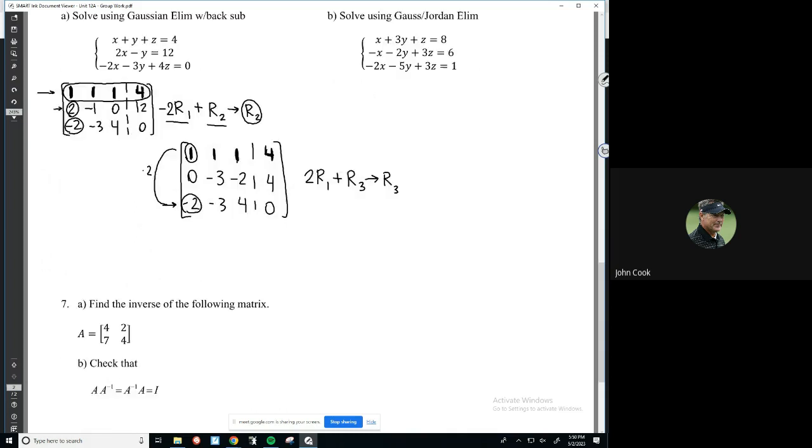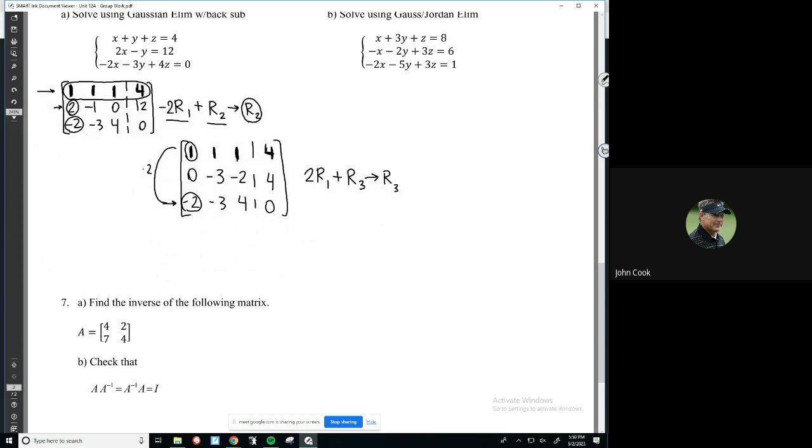All right, so let's do our algebra off to the side. So we take 2 of row 1. We take row 1, we multiply it by 2, so that would be 2, 2, 2, 8. And then we add that on to row number 3. So negative 2, negative 3, 4, and 0. So let's see what happens when we add those together. Because whatever that becomes, that's going to be our new row number 3.